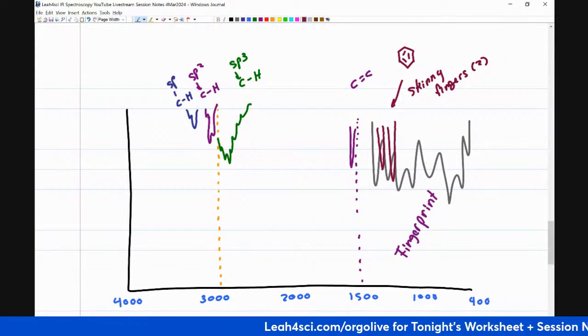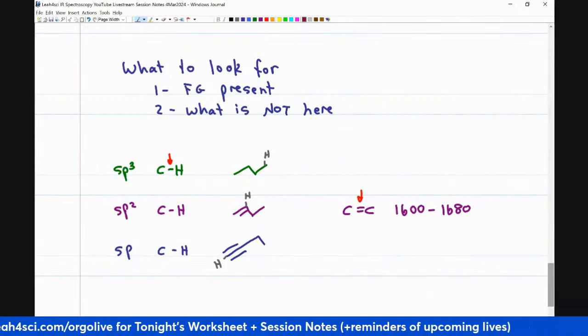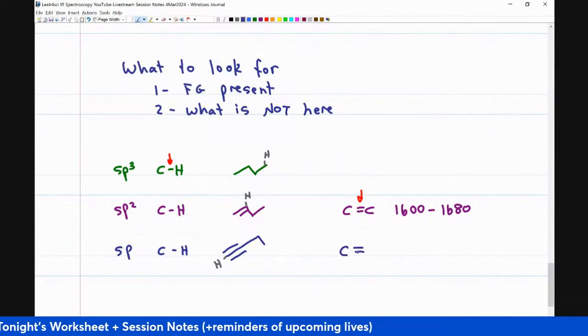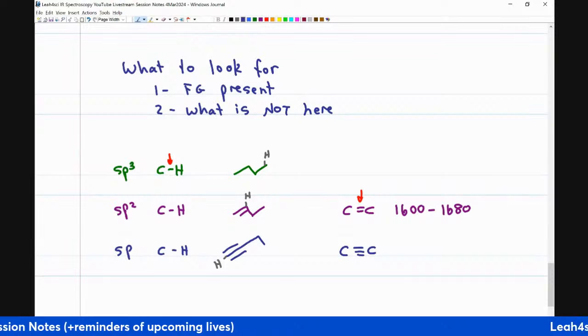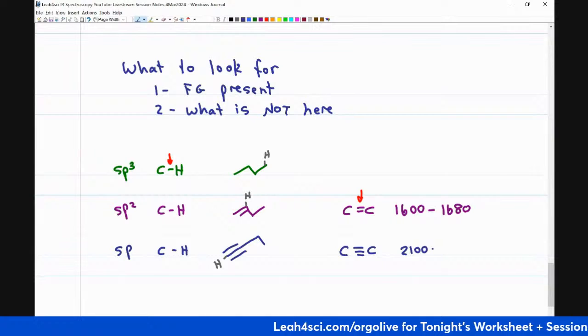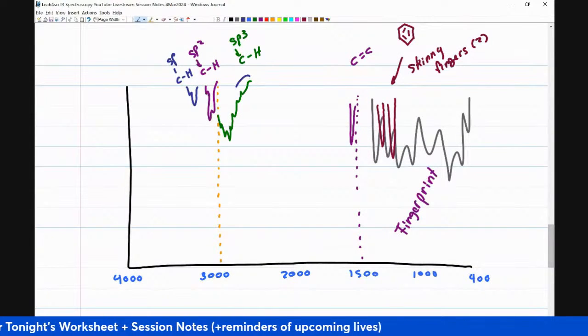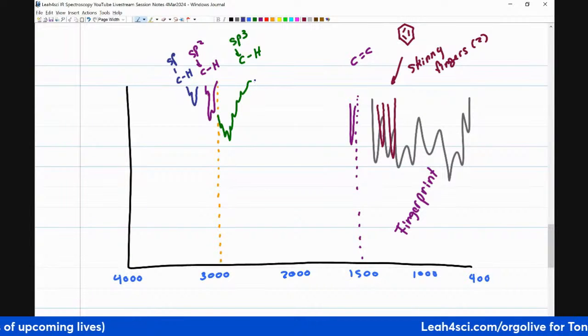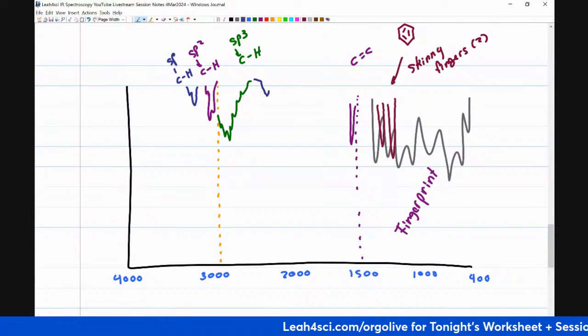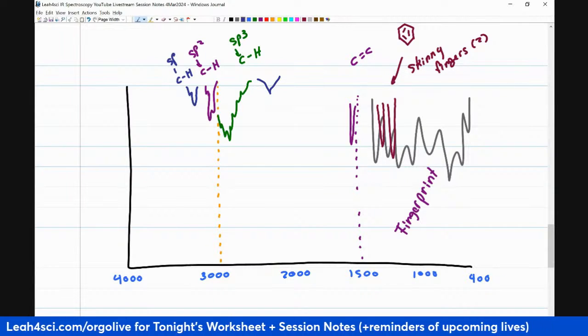If I have the sp carbon-to-carbon triple bond, this time I want to look at the bond itself. Because it's a triple bond and can absorb so much more energy, it's going to show up much, much higher. This will be from 2100 to 2260, and that would be almost connected to this, but not quite. So you'll see a peak that kind of looks like just something that sticks down, like that with a little bit of messiness next to it.